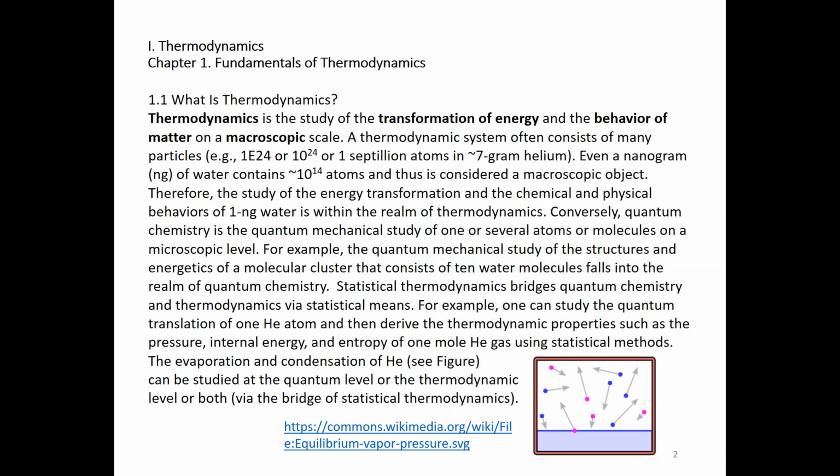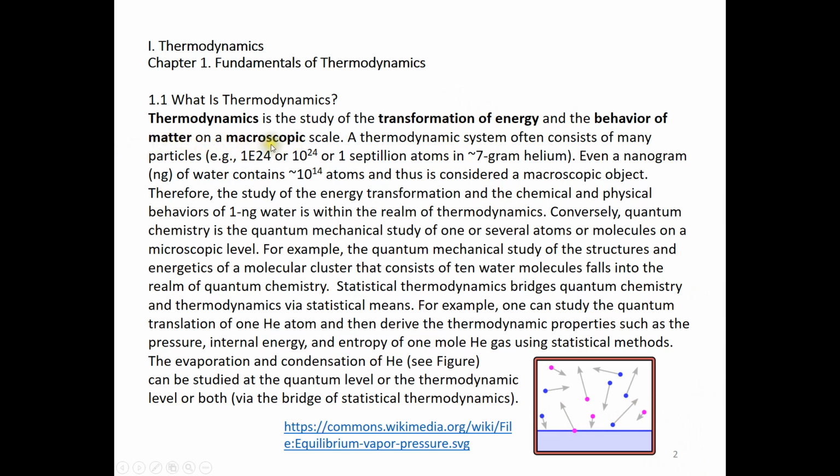Chapter 1: Fundamentals of Thermodynamics. Section 1.1: What is thermodynamics? Thermodynamics is the study of the transformation of energy and the behavior of matter on a macroscopic scale.